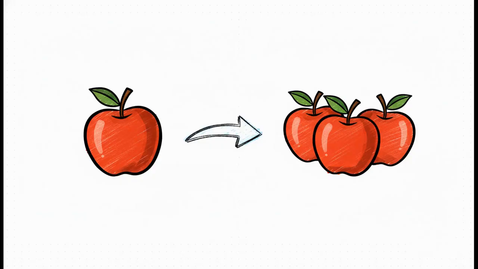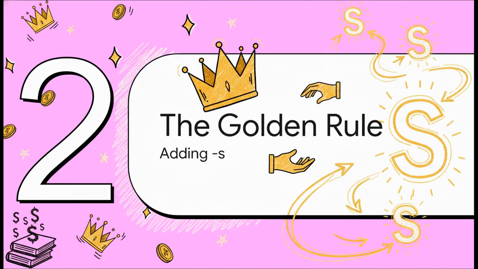And this brings us to the core concept of this whole thing. Every single rule we're about to talk about is all just about showing one simple change, going from singular, which just means one, to plural, which means more than one. It's the difference between having one apple and having a whole basket of apples. That's it. All right, let's get to the main event.